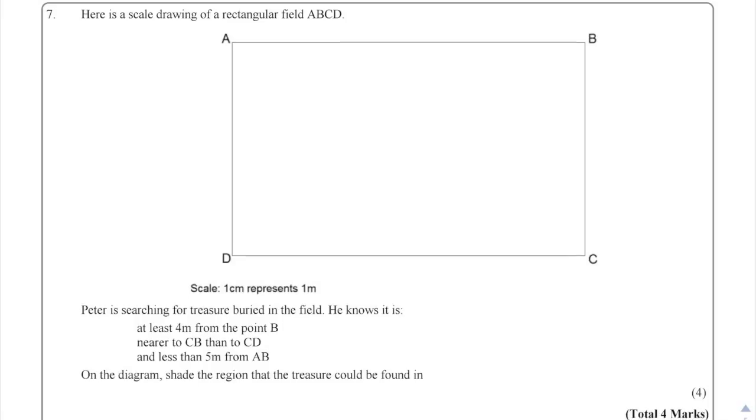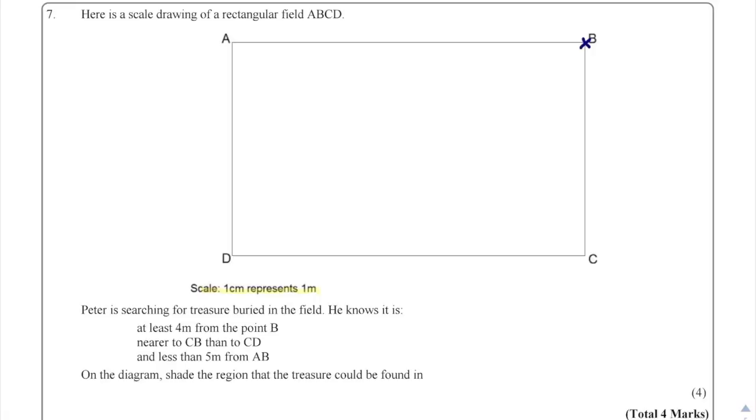Okay, so it's going to be a little bit tricky because I can't actually use a compass on here, but I'll try and give it my best shot so you can sort of see what it will look like. So the first part says that the treasure is at least 4 meters from the point B. So the point B is up here, and we're told the scale down here that 1 centimeter represents 1 meter. So that means that if you get your ruler, and I can use a ruler here, that 4 meters we can measure as 4 centimeters.